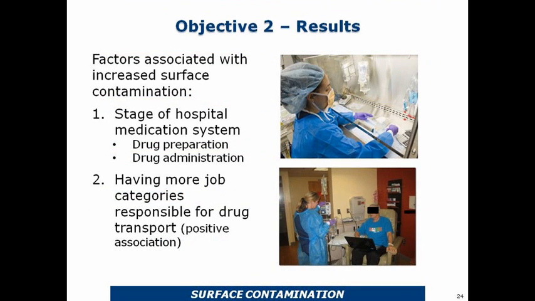In terms of those factors that were associated with contamination, we found that the stage of the hospital medication system was a factor, and that's not surprising. The drug preparation and drug administration sites did have higher levels of contamination. What was surprising, however, was that those hospitals which had more than one job category responsible for drug transport, so these are individuals that took the drug from the drug preparation area to the drug administration area, showed a positive association. These could be nurses, porters, or the pharmacists themselves. If a facility had more than one job category responsible for that task, they had higher levels of surface contamination.